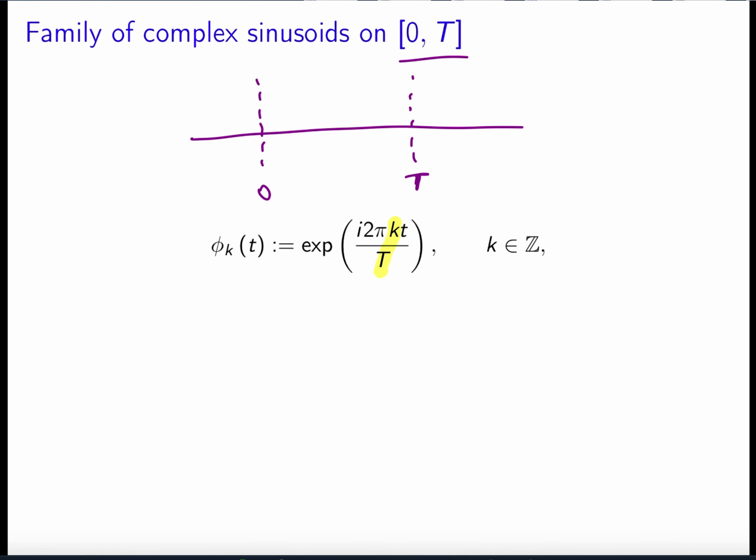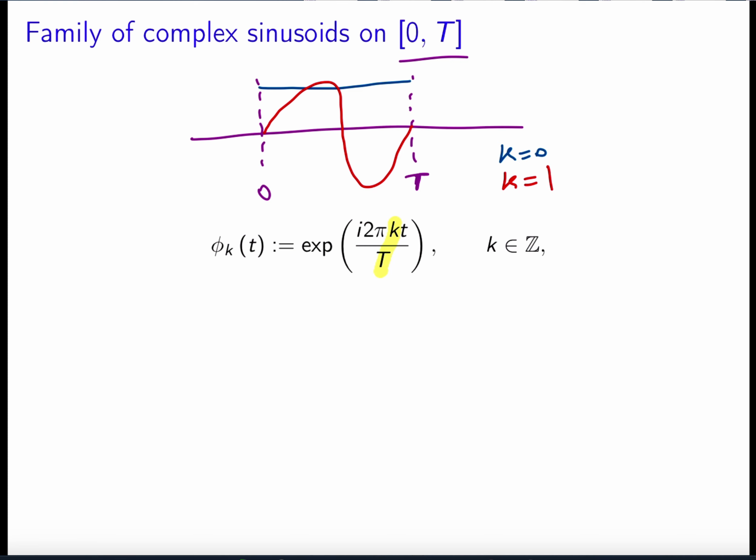So let's see what this means. For example, for k equals 0, think about what that function looks like. For k equals 0, basically we just have a constant function, right? Because that's what the complex exponential equals when you have 0. When k is equal to 1, the period of the complex exponential is going to be exactly T. So then you're going to have some sinusoid that has exactly period T.